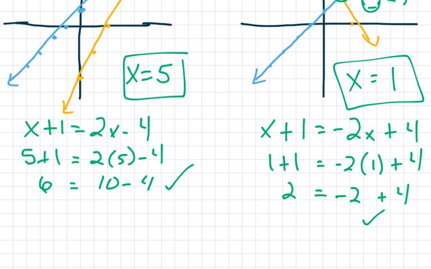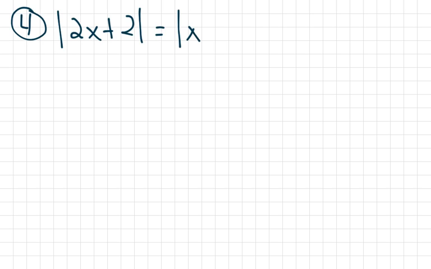Alright, last one. I want you to try this one on your own. Pause the video after I get it drawn. Do your work, and then you can compare as I do this once you restart it and hit play. Number 4. The absolute value of 2x plus 2 is equal to the absolute value of x minus 2. Alright, go ahead, pause it, try it. When you're done, go ahead and hit play. If you get stuck, go ahead and hit play, but challenge yourself. Try to do this one without the help of the video.